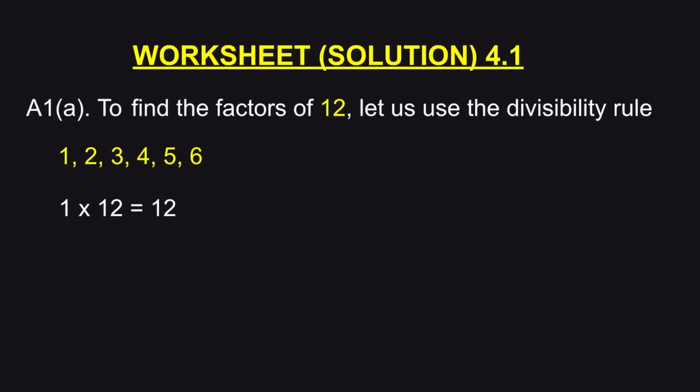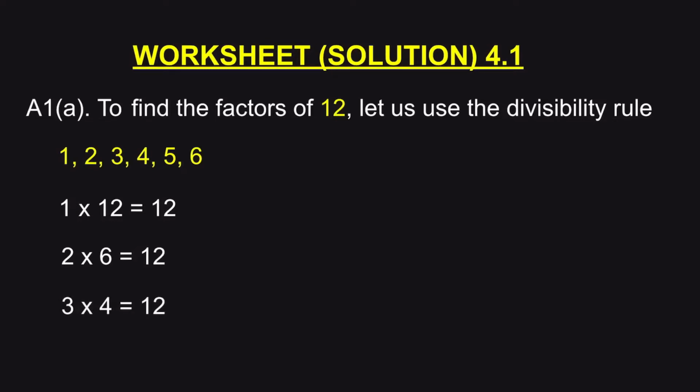So we can write 2 into what will give us 12? 2 into 6. So 2 into 6 is another set of factors. Now let us check for 3. The divisibility rule for 3 was to find the sum of the digits. For 12, it will be 1 plus 2. That will give us 3. 3 is divisible by 3. So, we have to write 3 into something which should give us 12. 3 into 4 will give us 12.